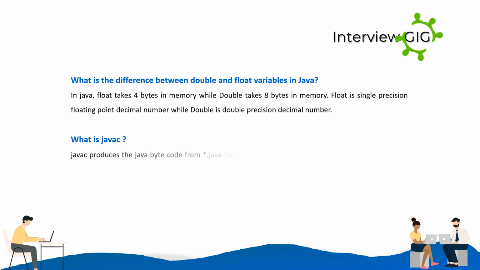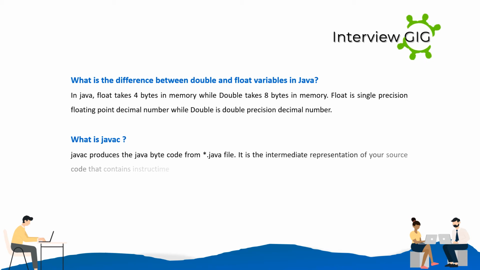What is javac? javac produces the Java bytecode from a Java file. It is the intermediate representation of your source code that contains instructions.